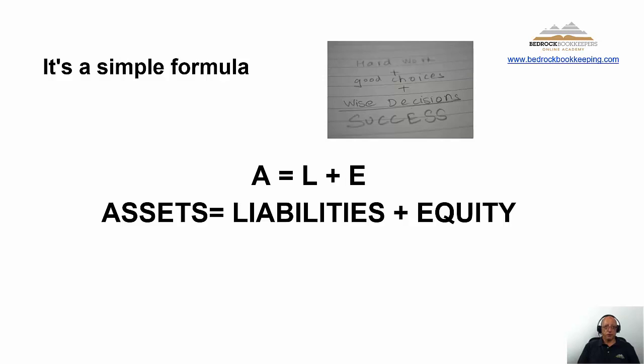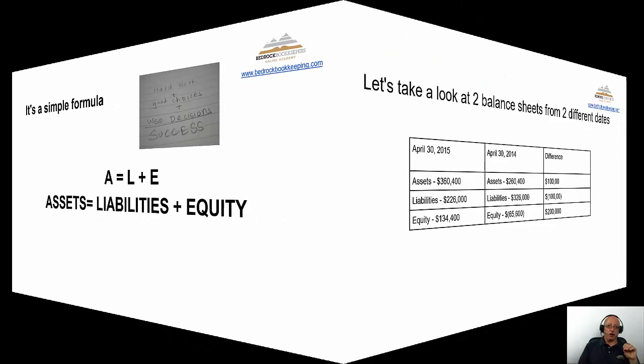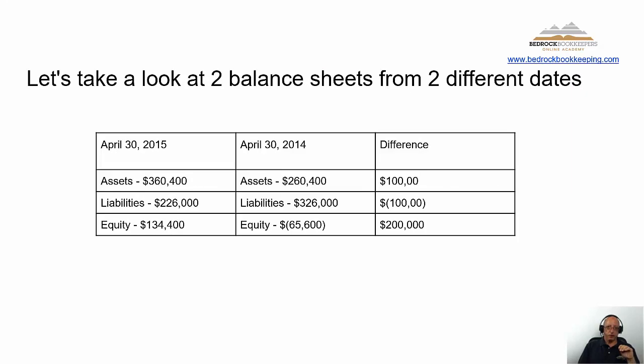It's a simple formula. Assets equal liabilities plus equity. Now, let's get into the time factor that I talked about, because what we're going to do now is take a look back. We're going to look back a year ago to April 30th, 2014. We're going to compare the difference between the two balance sheet dates.